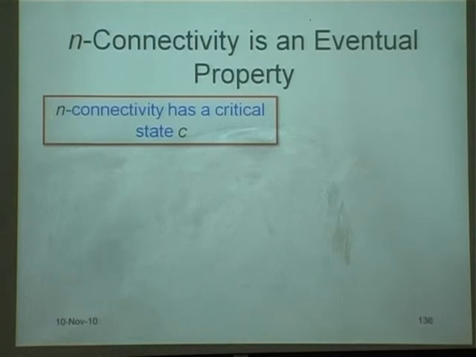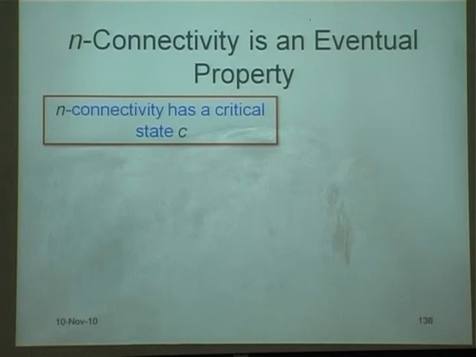And so the key observation is that n-connectivity has a critical state C. That in the final state of the protocol is a single simplex. A single simplex is n-connected. So the reachable complex is eventually going to be n-connected.